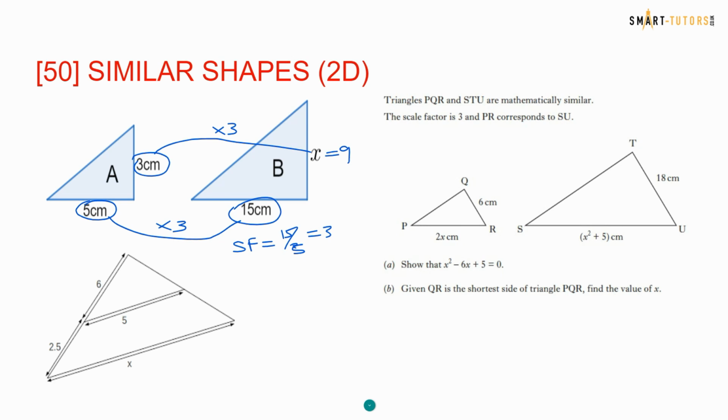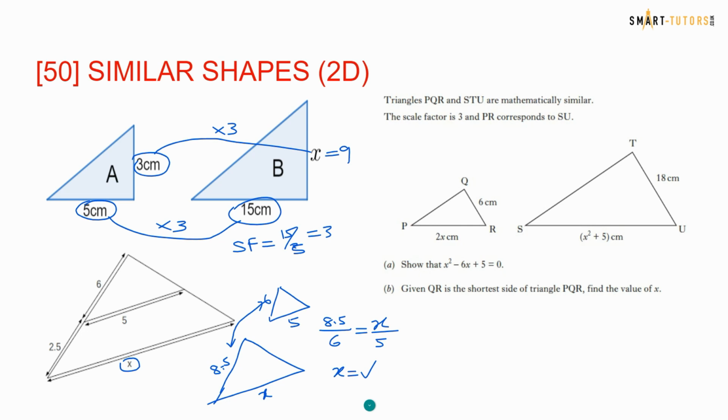Here a diagram is given, and they're asking you to find x. If I draw a small triangle and a bigger triangle, to understand the difference: the small triangle has sides 6 and 5, and the bigger triangle has the bottom one x, and that one 8.5. Now 8.5 and 6 are in the ratio, because they look like the same thing. So 8.5 divided by 6 equals x divided by 5. Now you can do the cross multiplication and easily find x.